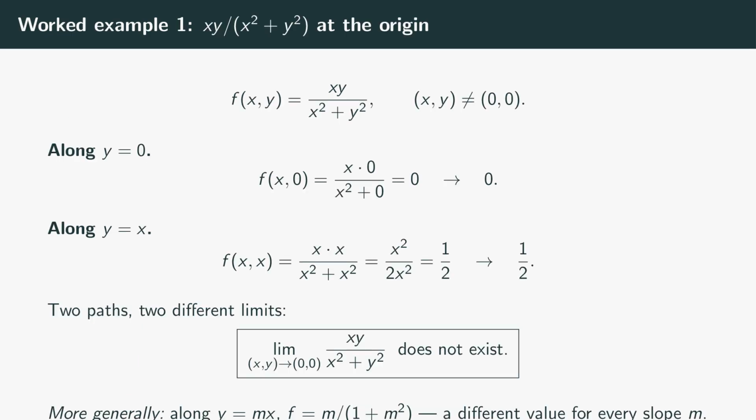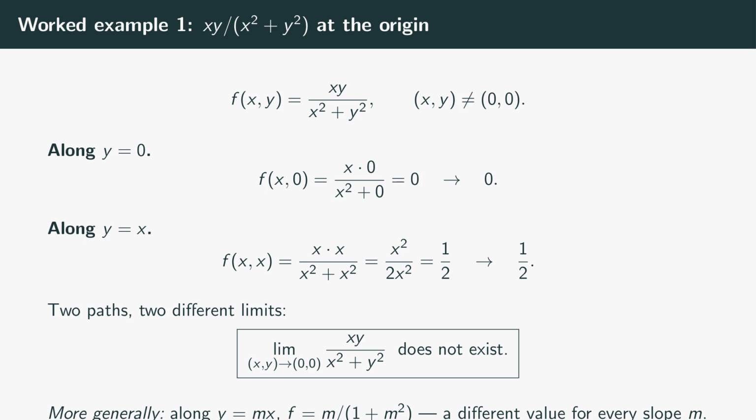The classic example. Let f of x, y equal xy divided by x squared plus y squared, defined for every point except the origin. What happens as the point xy approaches the origin? Path 1, approach along the x-axis, meaning hold y at 0, substituting f of x, 0 equals x times 0 over x squared plus 0, which is 0. So along this path, f is identically 0, and the limit is 0.